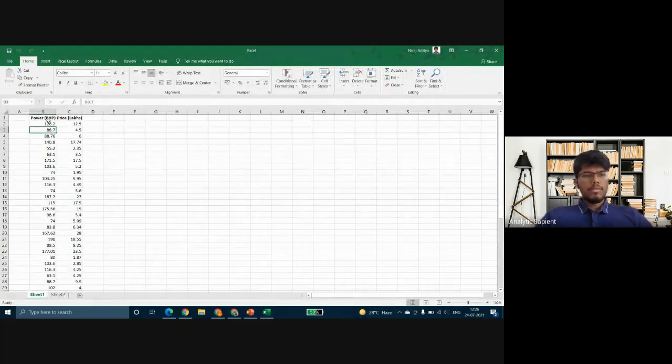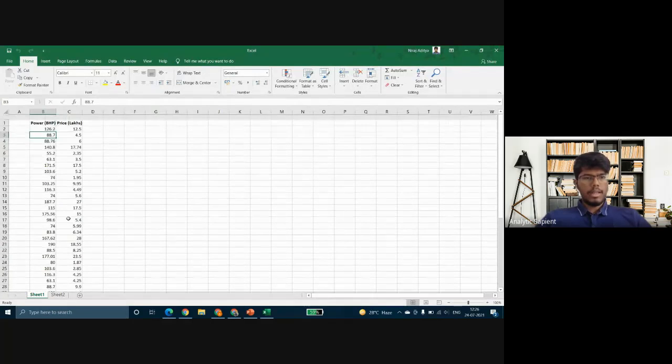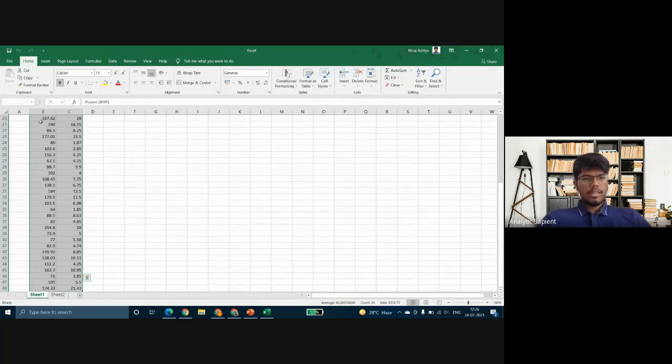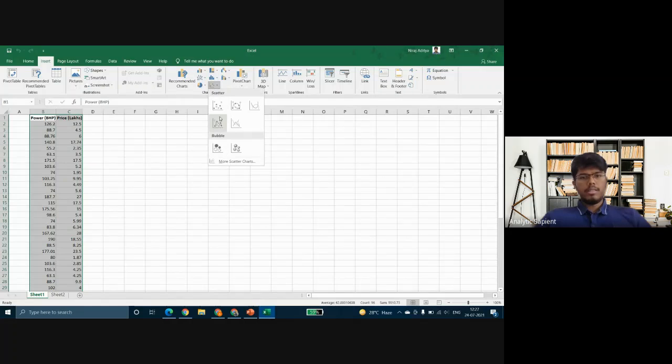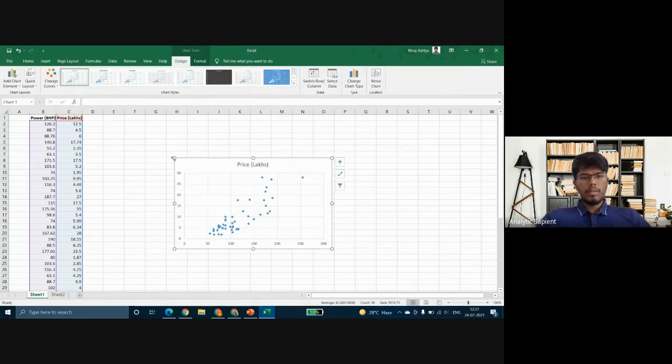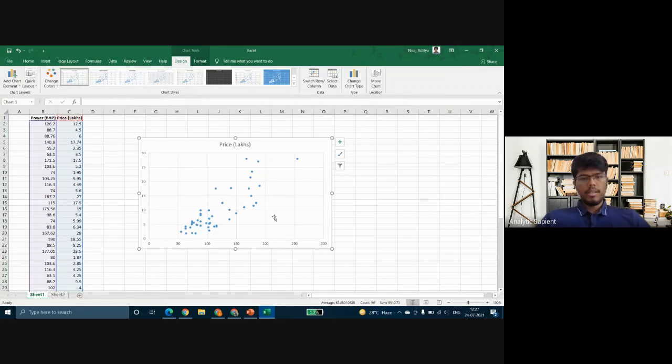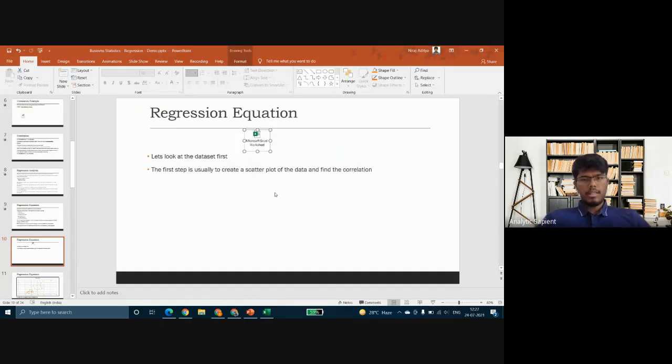If you see the power, the BHP, we have all these variables, and we have the price in lakhs. Let's construct a simple scatter plot to understand how the data is, just to have a visual understanding. At first glance, we see that as power increases, the price increases, and it is clustered over here. I think a regression line can be formed like this. So let's see.